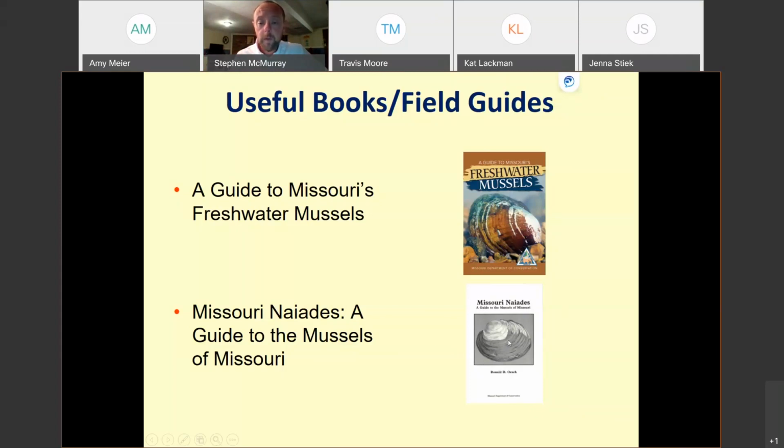But this will be a good reference to have if you're really interested in mussels and not just in identification, but also biology and natural history and ecology, because Ron put a wealth of information in this book, which is sometimes overlooked. And I do have this as a PDF that I can send out, but I may have to compress it before I do. It's a pretty hefty book.